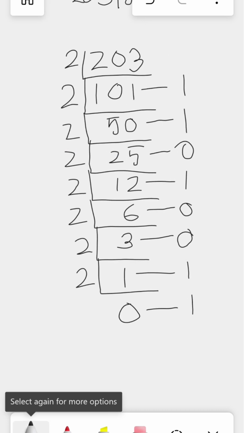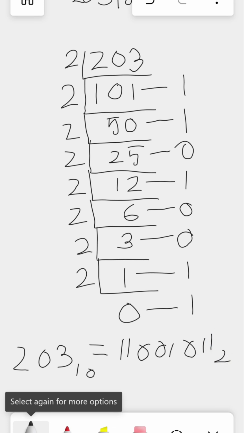Now the answer will be 11001011. So this is how we will write the answer. We'll write it this way: 203 base 10 equals 11001011 base 2. So this is how you can convert a decimal number into binary.